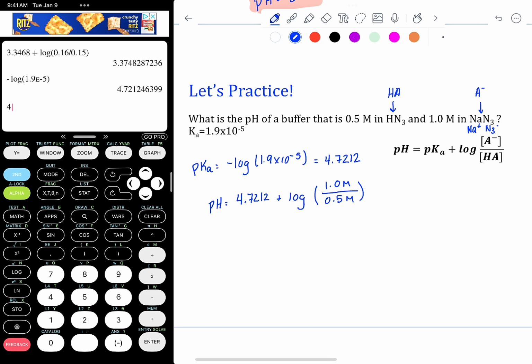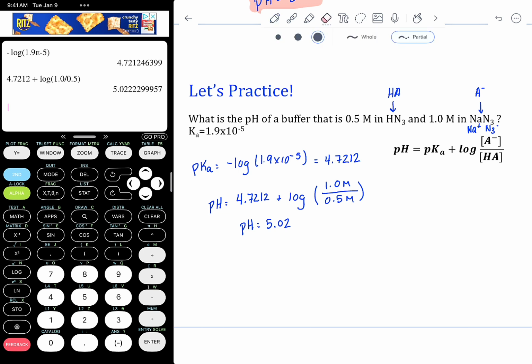So we get 4.7212 plus the log, we're going to watch our parentheses, of 1.0 divided by 0.5, and we get a pH that is equal to 5.02. Let's see, we have what, 1 sig fig here? So this would be a pH of 5 with 1 sig fig, that 1 sig fig coming from the 0.5 molar.